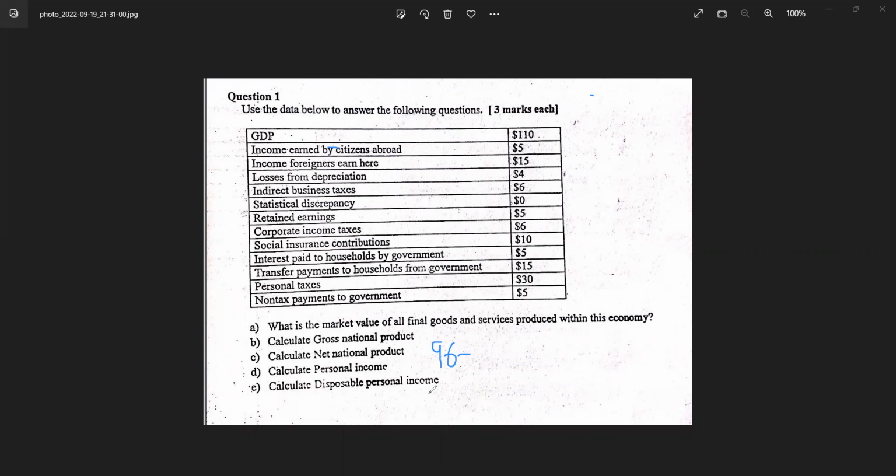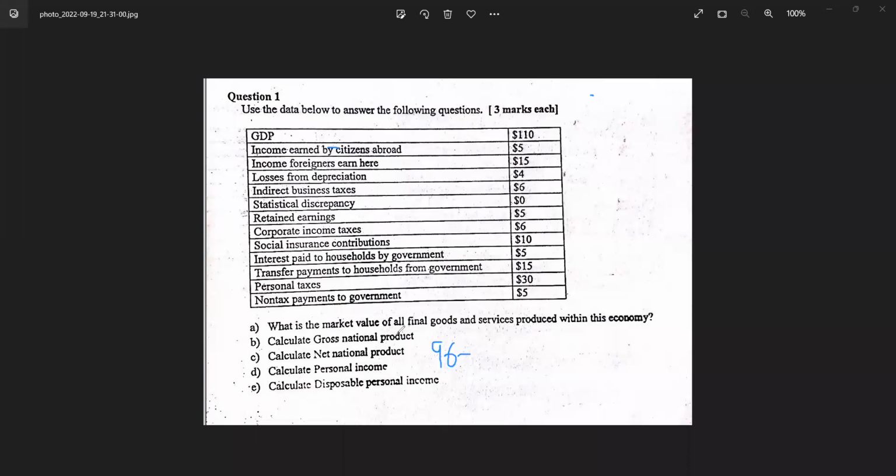And the indirect taxes. We want to get the national income here. We are subtracting the statistical discrepancy from NNP at market price in order to get the national income.